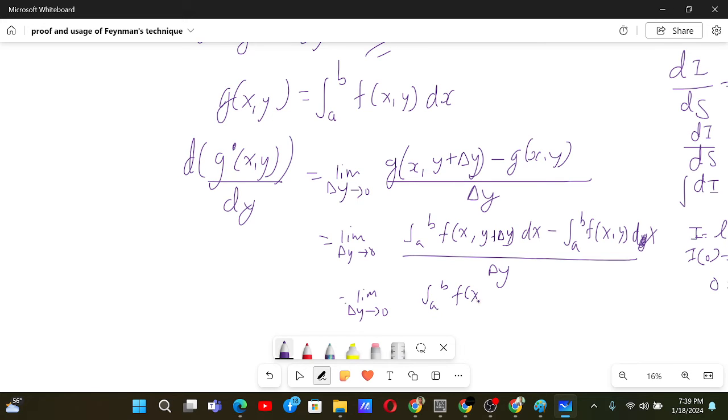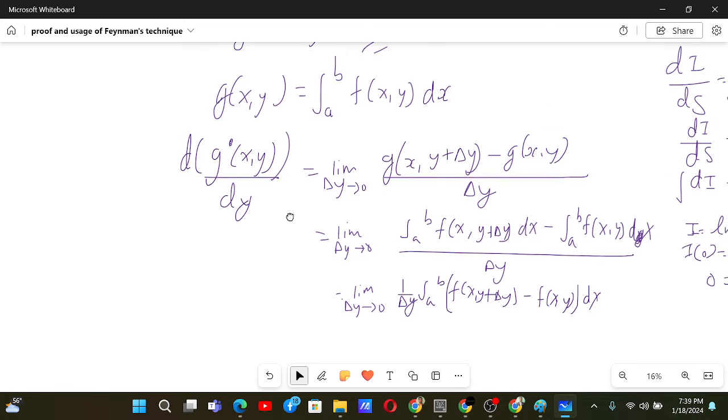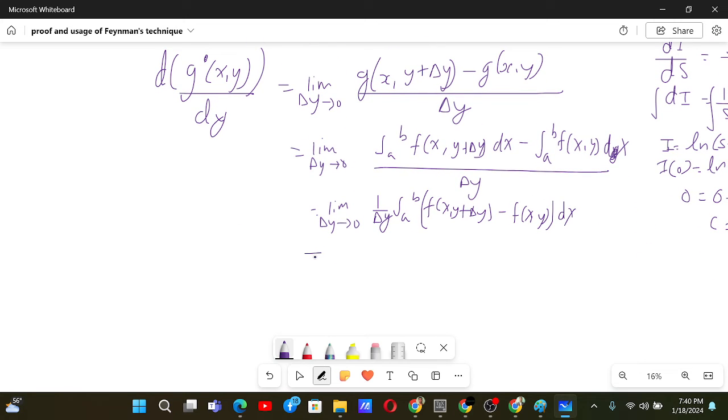limits are the same and both of them are in dx, so we can actually subtract the integrals: f of x comma y plus del y minus f of x comma y, dx. And we also have 1 by del y over here. Now since this integral is in the world of x, the del y will just be a constant, and a constant can be taken inside the integral. Inside or outside, it doesn't matter.